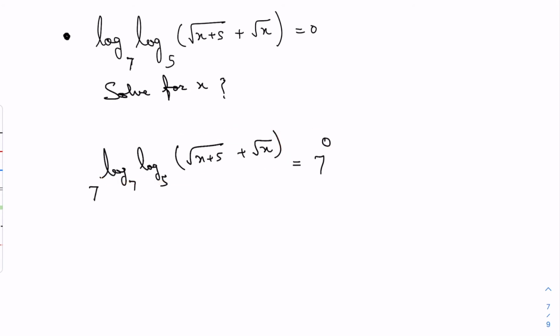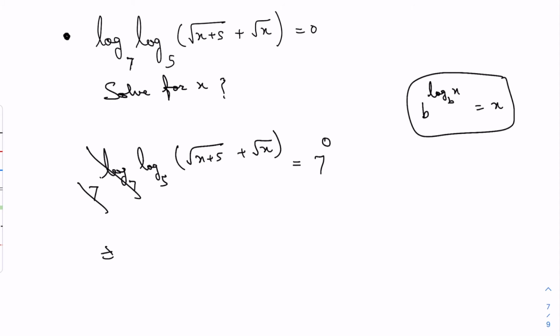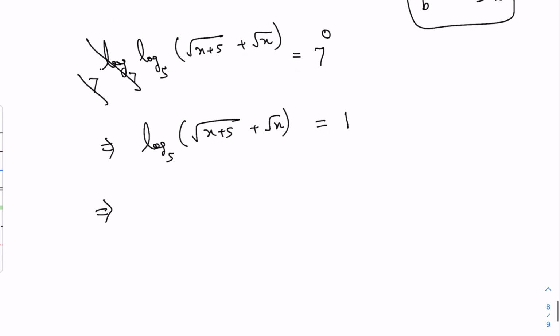And then we have this property. Again, we are going to invoke that: b raised to the power log x base b should be equal to x. So in this case, we see that these two things will cancel out. We are left with log base 5 of square root of x plus 5 plus square root of x. And on the other side, we have 7 to the power 0, which is 1. So now log base 7 has been removed.